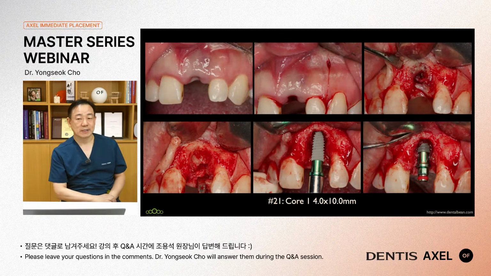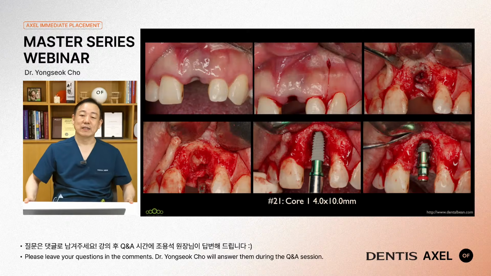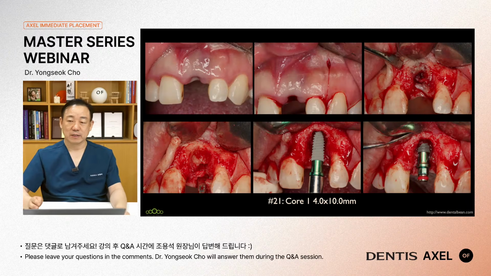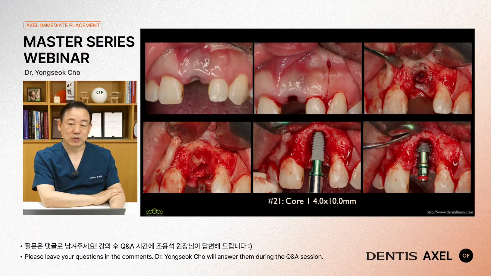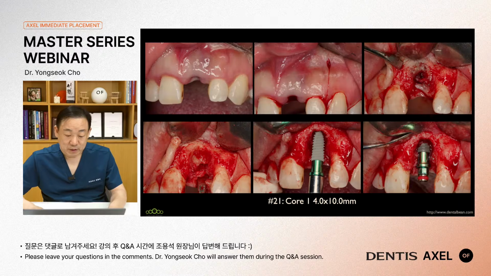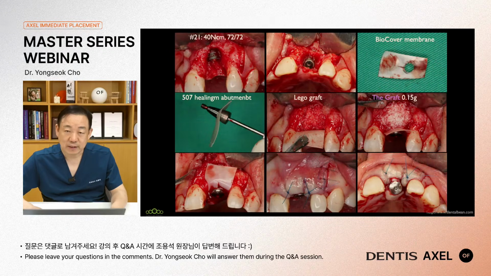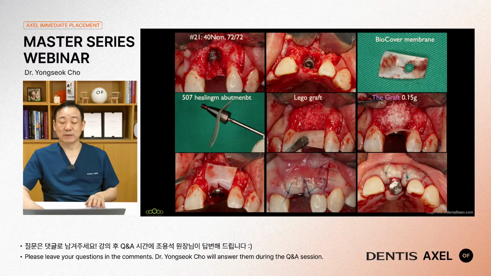So in this case, I opened the flap widely to expose the defect and debride the pathological tissue in the socket. And look at the left lower picture. There is vertical bone resorption. Implant was placed, and then GBR was done. The implant didn't submerge. It is a non-submerged implant with GBR.